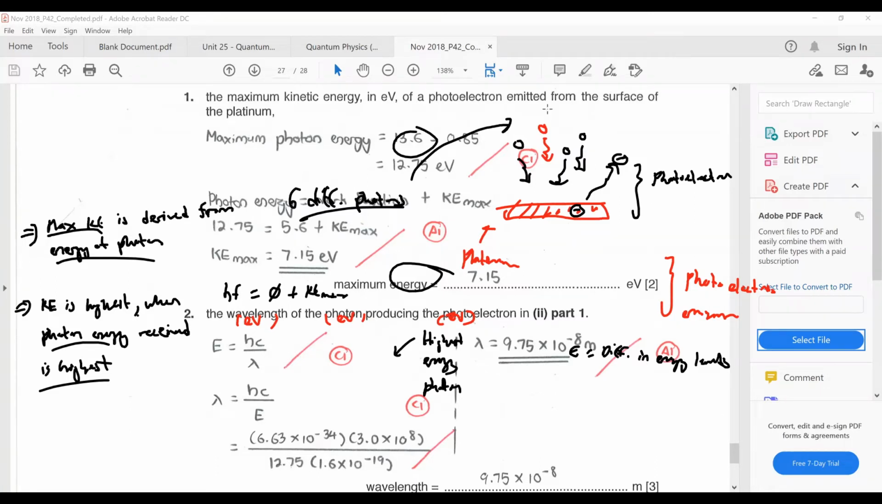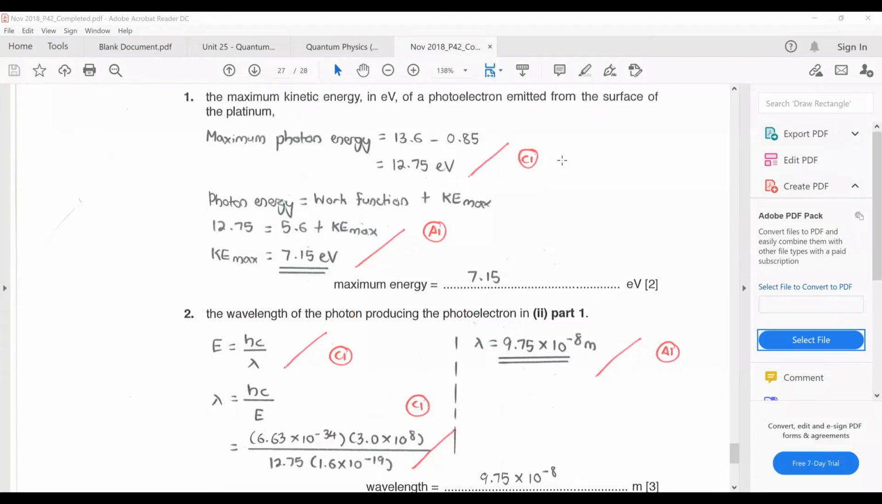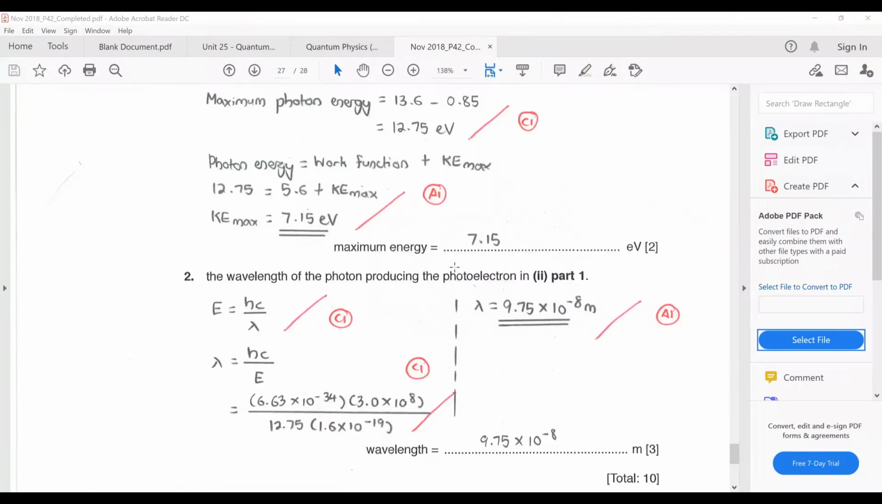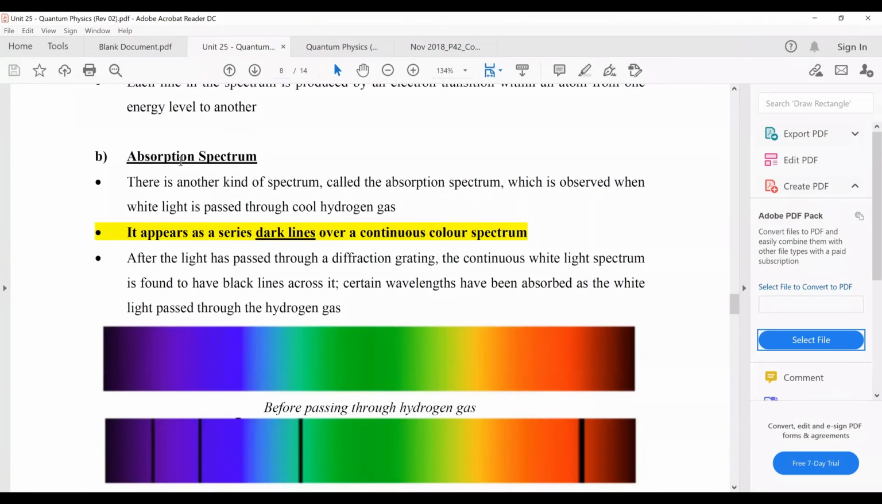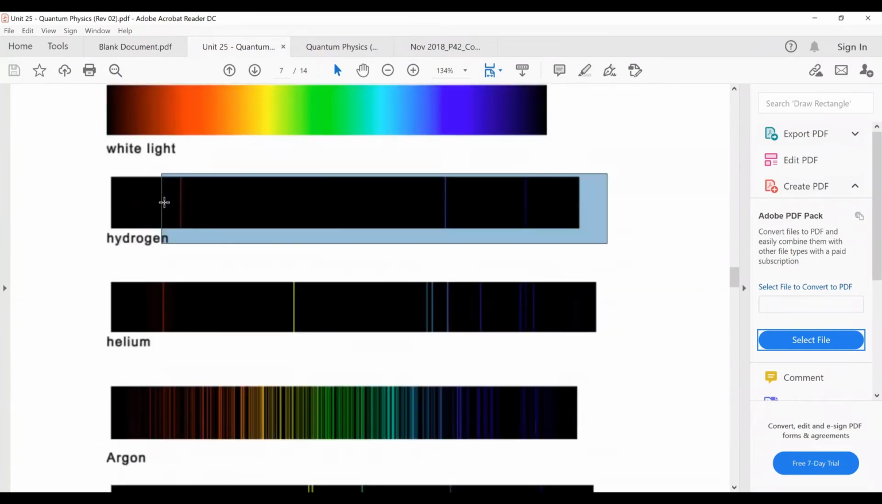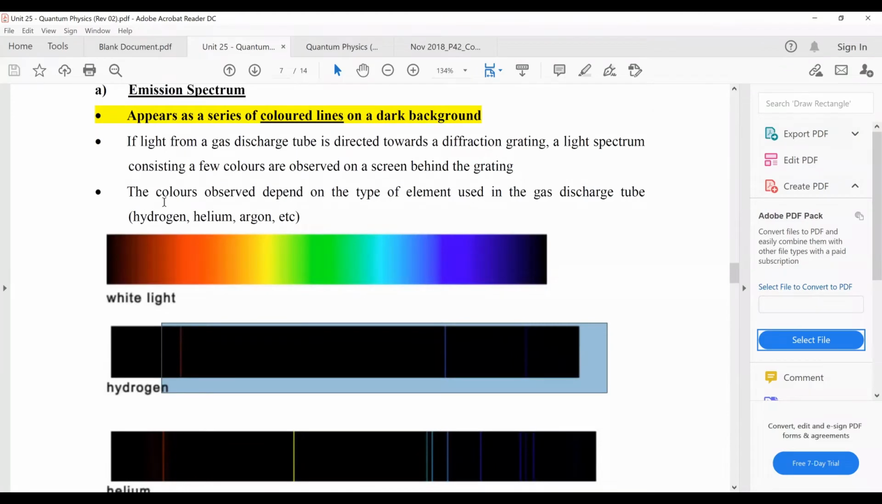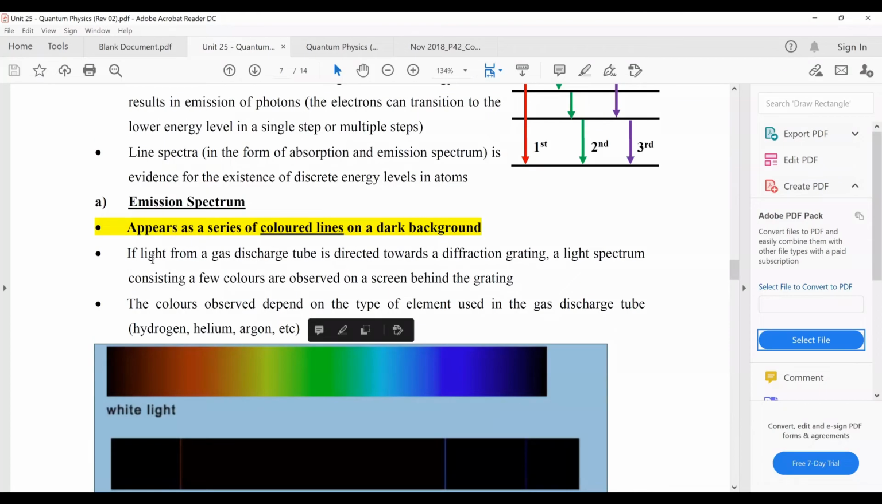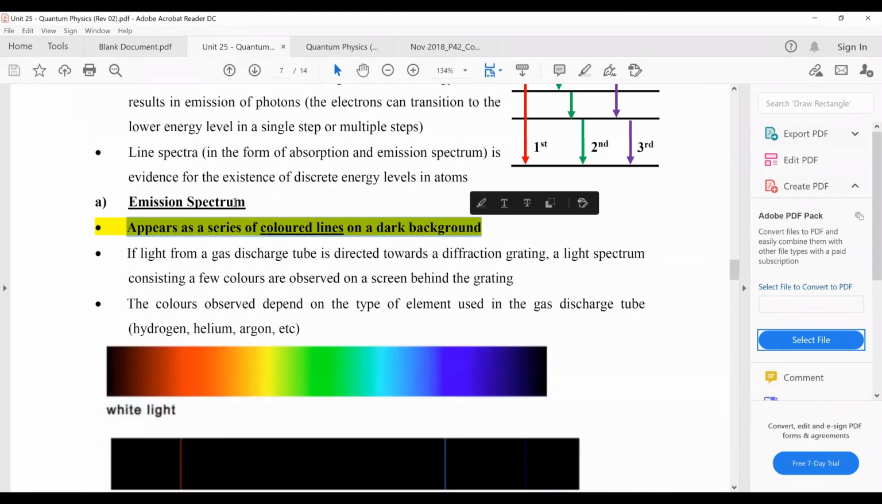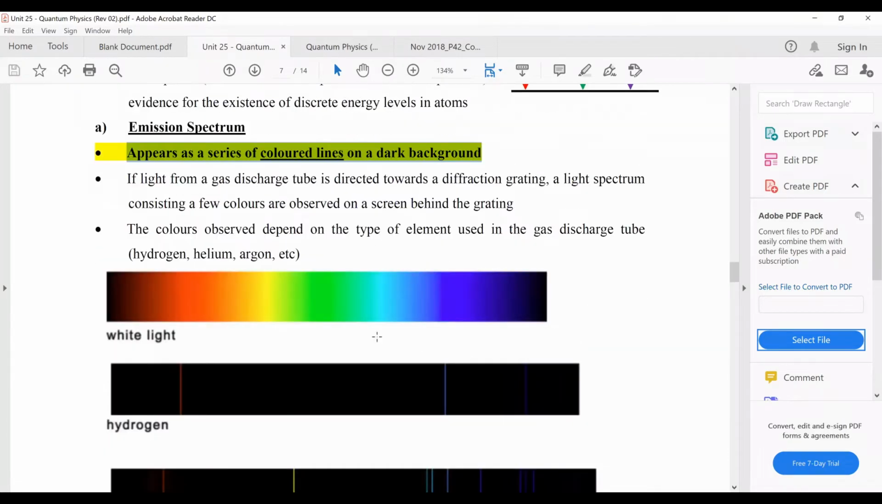Okay, so let me just turn off. Right, for absorption spectra, I'll have to explain again. This time I think it's better if I just write it on a separate piece of screen. So this one no issues. Then I'll move on to the next part of your chapter, which is absorption spectra. Emission spectra, you already know what you expect to see. You expect to see a series of colored lines on a dark background.